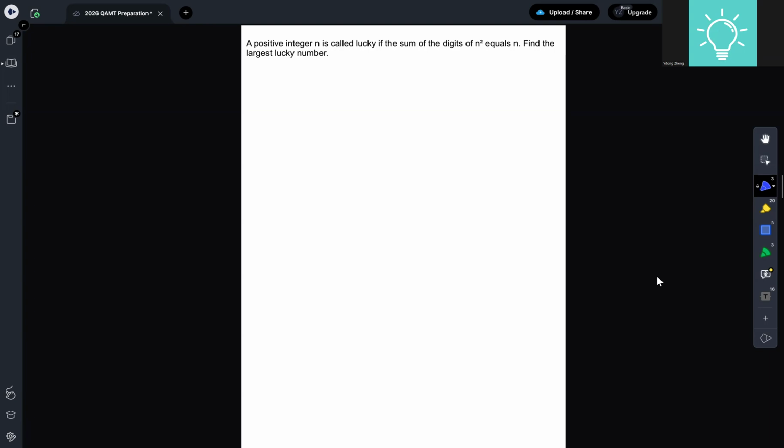Maybe we can try and narrow down the range of the numbers we are looking for here. I'm just going to write the number of digits in n. And how many digits would there be in n squared? And I want to take a look at the digit sum. What is the maximum digit sum of n squared?